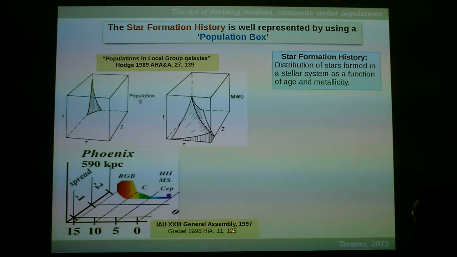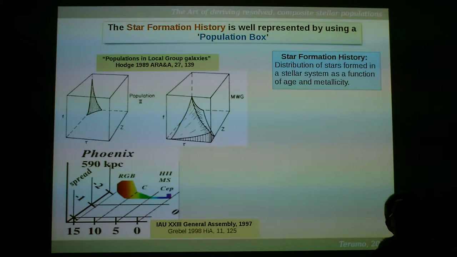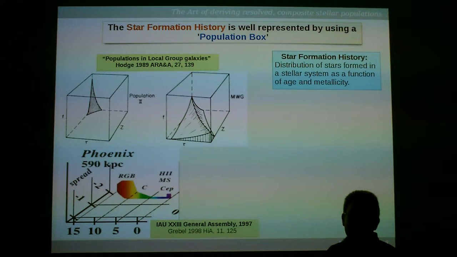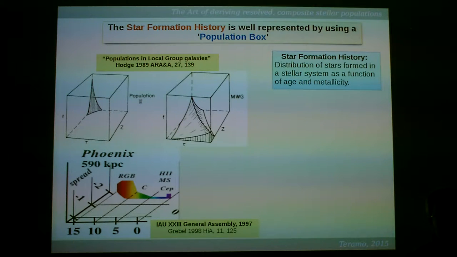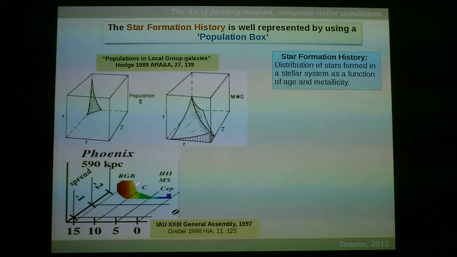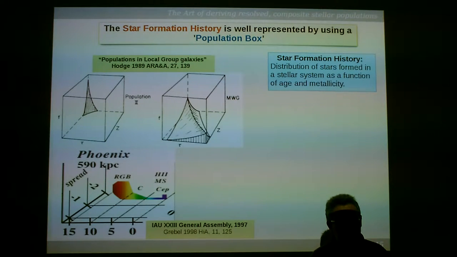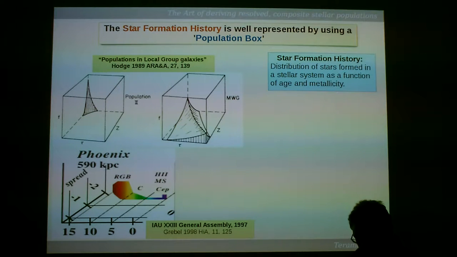Ten years later, Aparicio showed for the first time a star formation history based on the main features of the color magnitude diagram, in this case for the Phoenix dwarf galaxy. By observing the presence of RGB stars, carbon stars, HII regions, main sequence stars and Cepheids, she could trace qualitative information on the history of this galaxy. This is a qualitative representation of the star formation history, with no numbers on it.